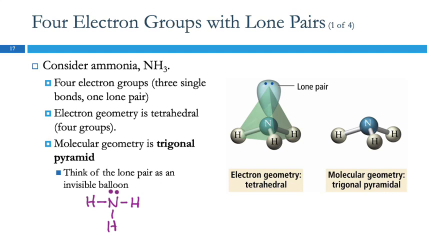So if we draw the Lewis structure for ammonia, are you done? No. When we count electron groups, that lone pair is an electron group. So we have 3 single bonds and a lone pair.